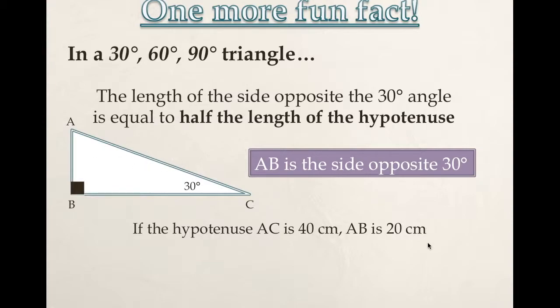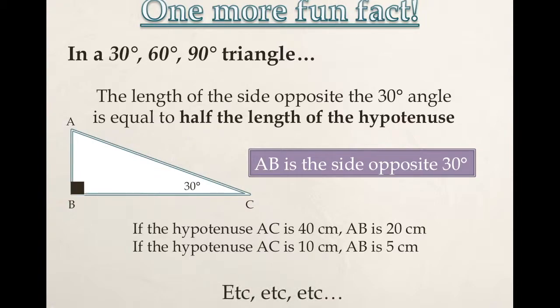For example, if the hypotenuse is 40 centimeters, the side opposite 30 is half of the hypotenuse, so it's 20. So without doing any trig, just by using this rule, you know that because AC, the hypotenuse, is 40, the side opposite the 30 degrees is 20. Or if your hypotenuse AC is 10, AB, the side opposite the 30 degrees, is 5 centimeters, and so on. So just a cool rule that might help you when you're solving for side lengths.